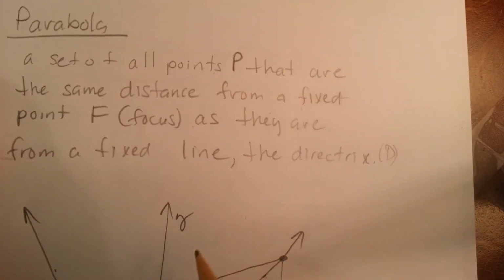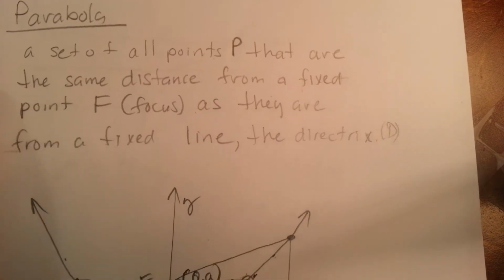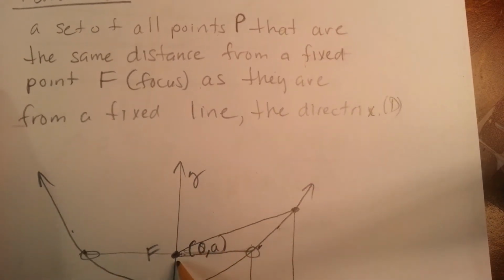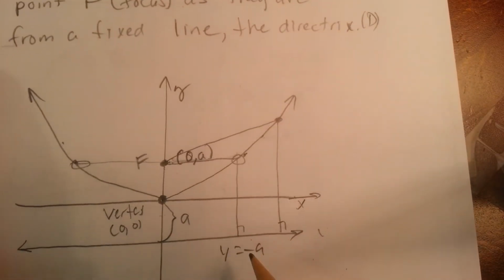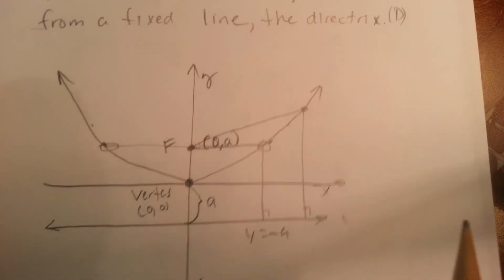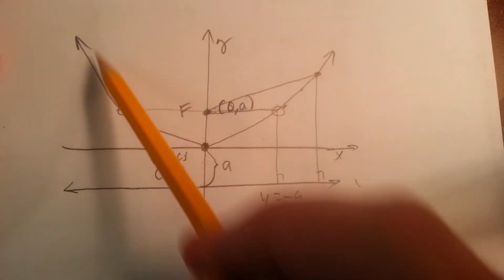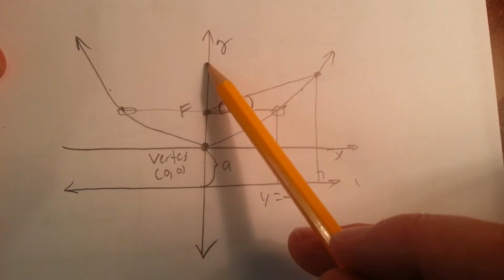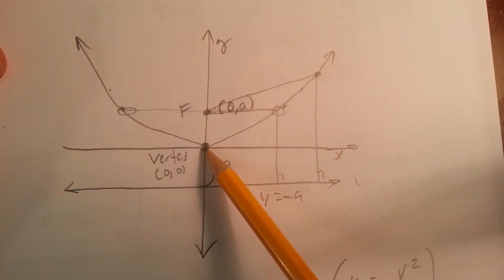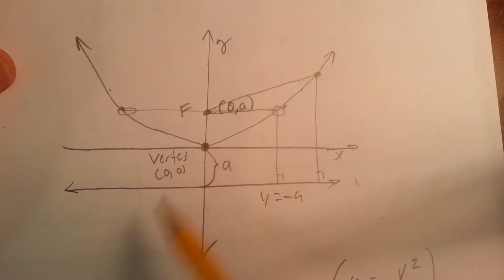It's a set of all points that are the same distance from a fixed point F as they are from a fixed line, the directrix. So let's take a look at some of our components. Here's the vertex of the parabola. I've got a smile and a frown to start off with, parabolas that are symmetric about the y-axis. And I'm starting off with easy ones, with the origin, 0, 0, as my vertex.